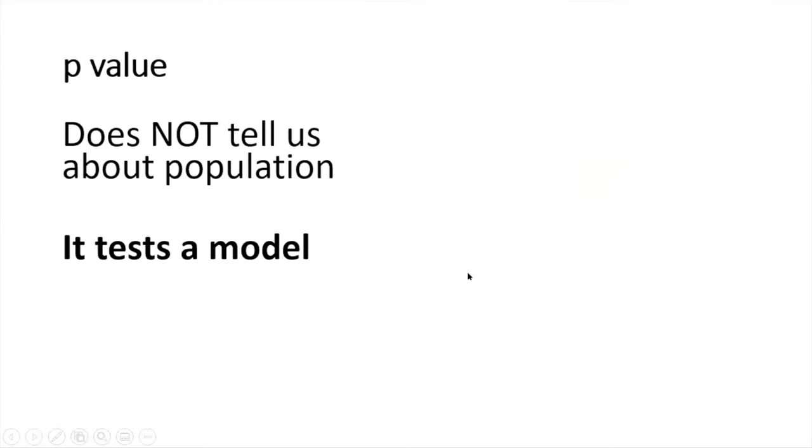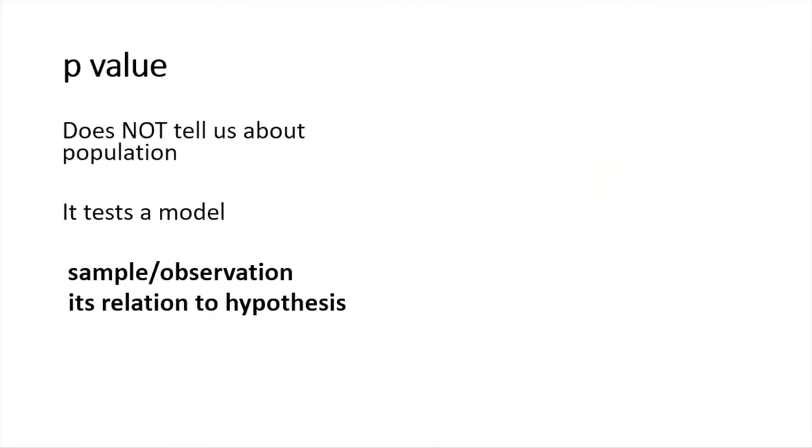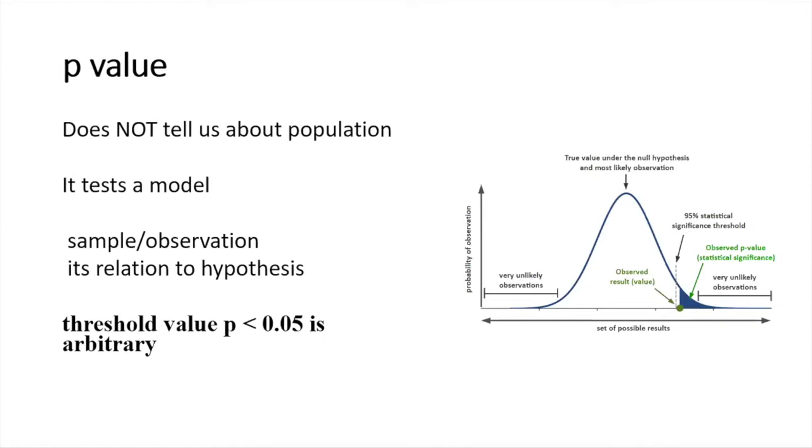It only tests a model. It relates the sample or the observation to the hypothesis of the test. Okay? The threshold p-value of 5% is purely arbitrary. Okay? It was designed for that lady tea tasting experiment.